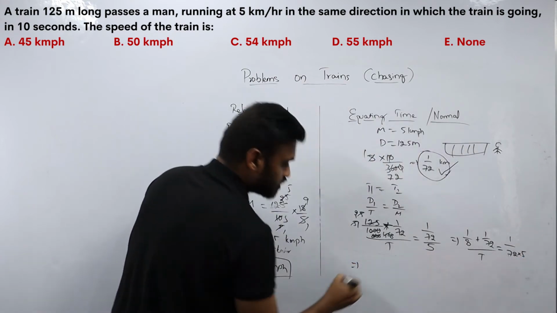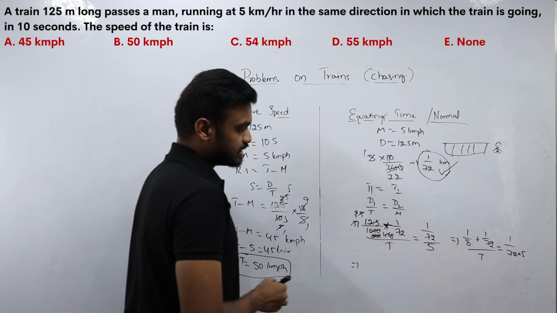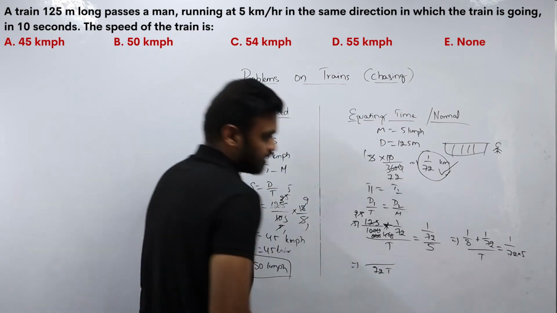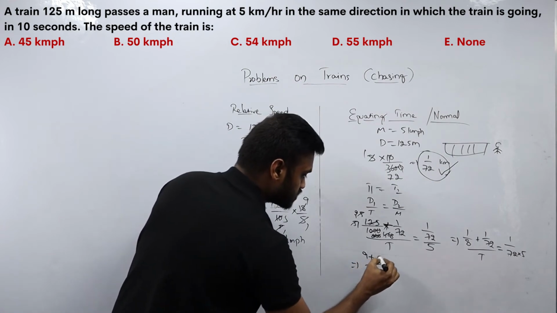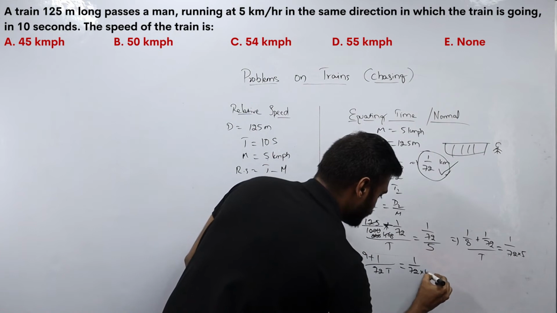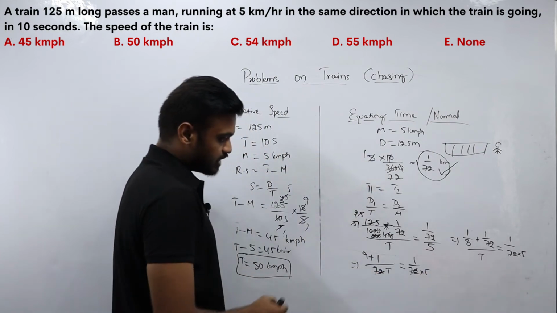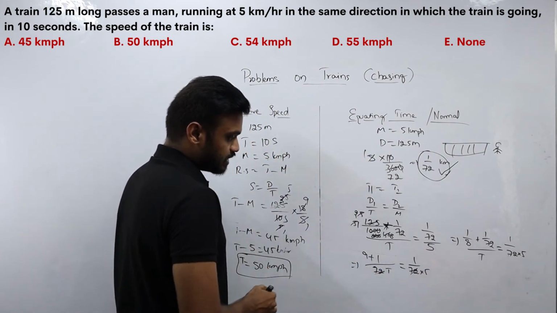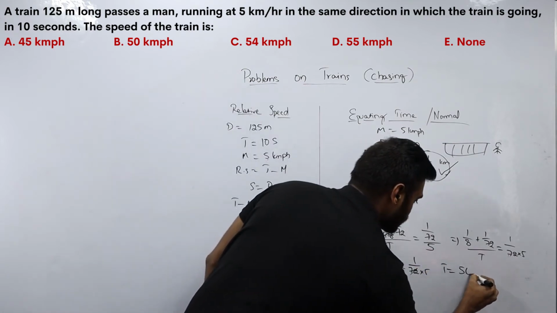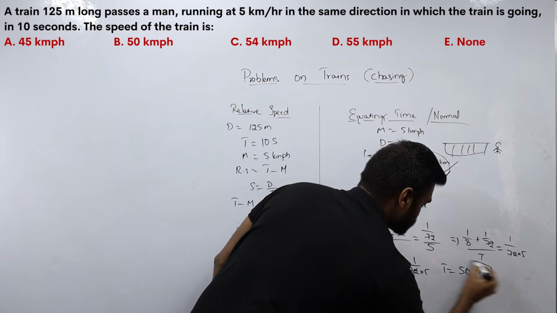Okay, so we will get the LCM of 8 and 72, that is 8 9s are 72. So the LCM will be 72 here. 72 by 72 is 1, 8 9s are 72, plus 1, equal to 1 by 72 into 5. 72 and 72 will be cancelled and we will get 9 plus 1, that is 10 here. So 5 will be sent to the left hand side, and we will get train speed equal to 50 km per hour.